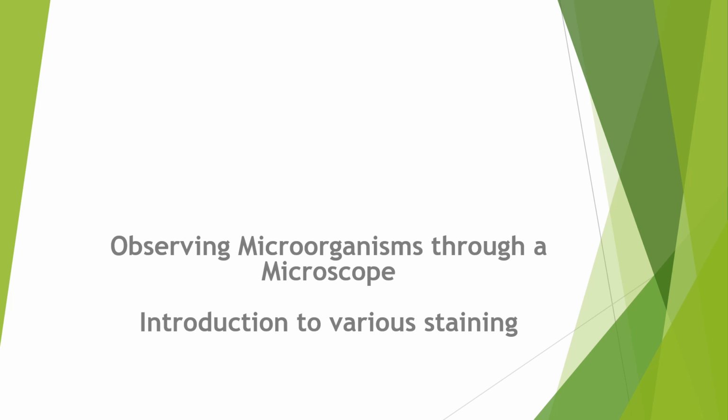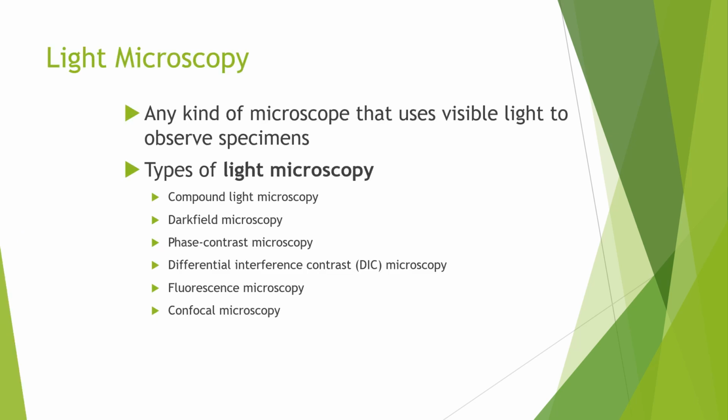Hello everyone. Today we're going to discuss different types of microscopes that we use to observe microorganisms, and we're also going to introduce the various staining methods and stains that we use when we are trying to observe those microorganisms. Light microscopy: those are basically microscopes that use visible light to allow us to observe those microbes or specimens in general.